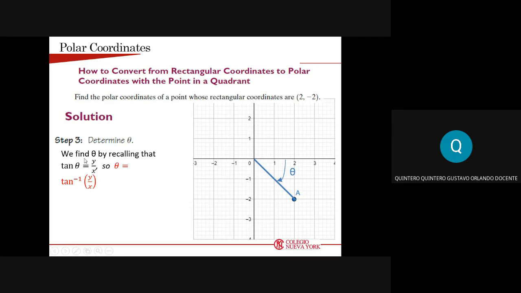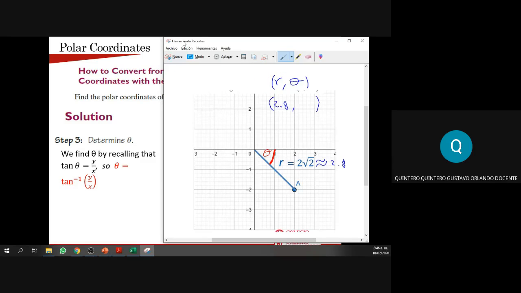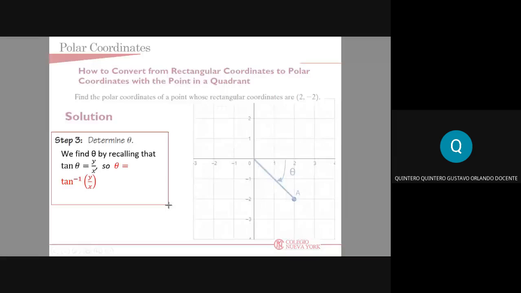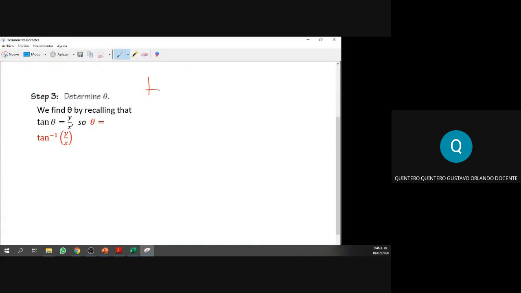All right, look at this. We are going to find theta by recalling that tangent of theta equals y over x. This is the tangent of theta, right? Take a look at these guys. Tangent of theta. We know by using SOHCAHTOA, remember that? SOHCAHTOA, right? Tangent was opposite over adjacent. Let me write this right here. We know that tangent, by using SOHCAHTOA, was opposite over adjacent, right? This is why we have SOHCAHTOA, right?